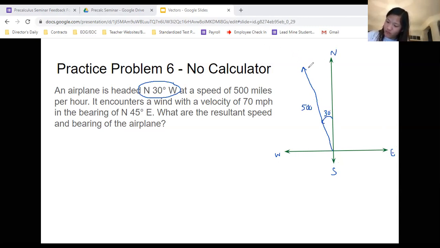So then I can kind of see there is my right triangle. I'm going to go ahead and redraw this down here. Oh, that's not a great triangle. I'm going to redo that. There we go, that's much better. Where my hypotenuse is 500, and this angle is 30 degrees. All right, and so this is my plane.